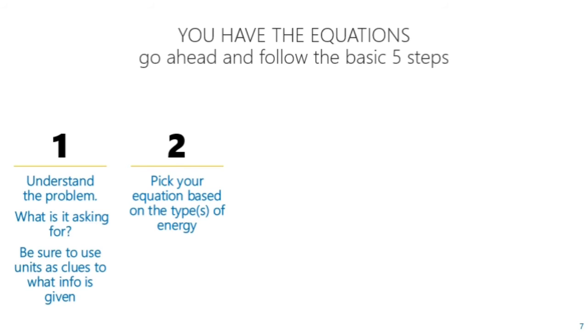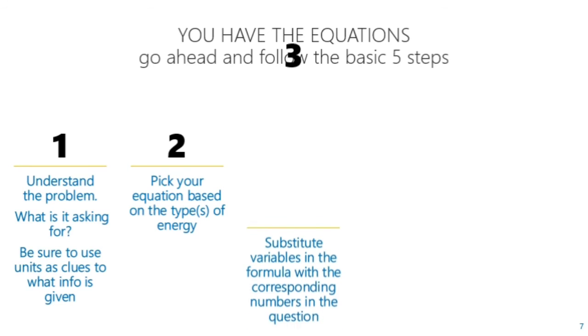Pick your equation based on the types of energy. So, does it say that it's moving? If it's moving, then it's kinetic energy. That means you have to use half mv squared. Is there a spring somewhere in there? Because if there's a spring in there, then you might have to use half kx squared. Does it mention that something is lifted to a height or something is already at a height and it wants to know the potential energy? Then you have to use mgh. Pick your equation based on the types of energy that you come across.